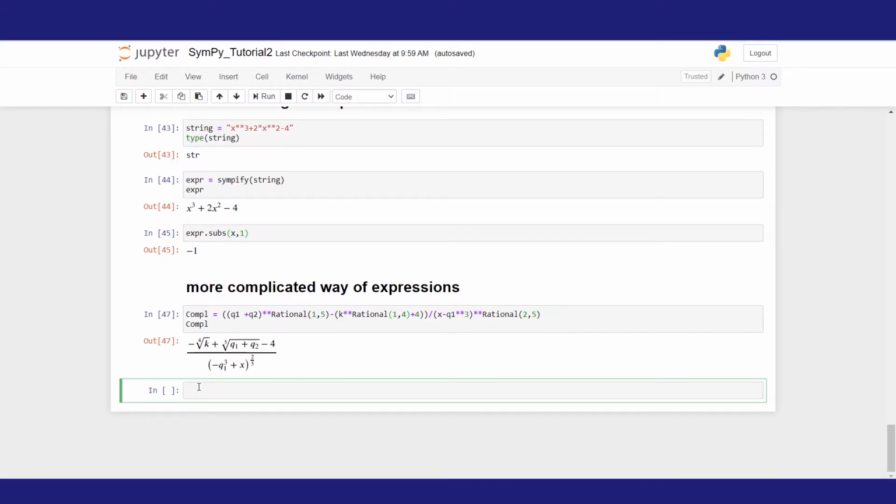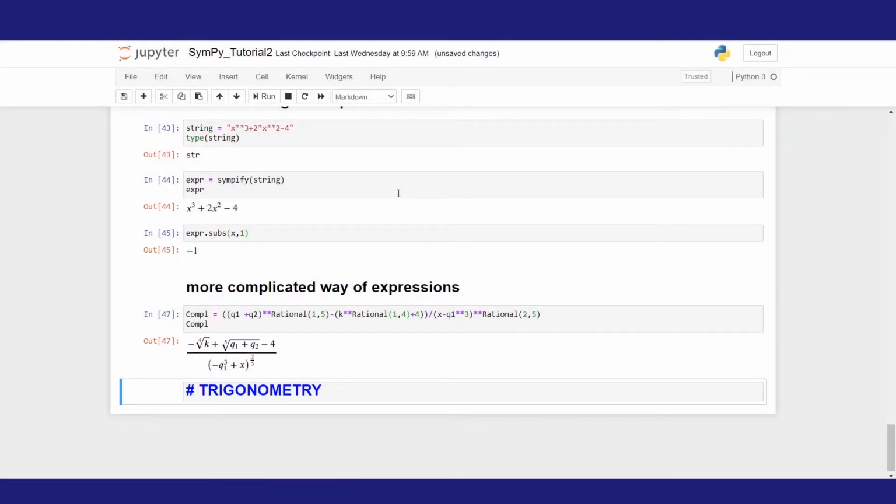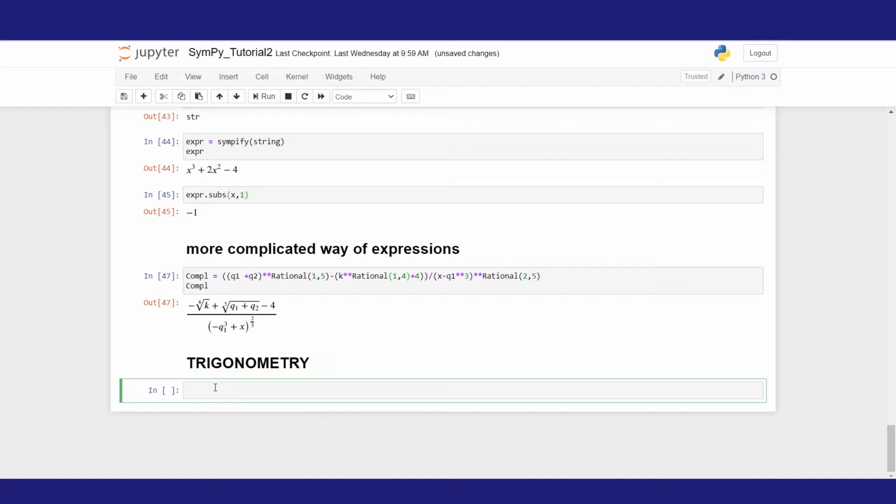Alright, so let's look at everything to do with trigonometry. We have looked at expressions. Now let's look at trigonometry and some of the gymnastics of trigonometry, how we can simplify trigonometry, and all sorts of techniques we can learn about it. So basically, first of all, what we need to note is SymPy names trigonometry functions as Python does.